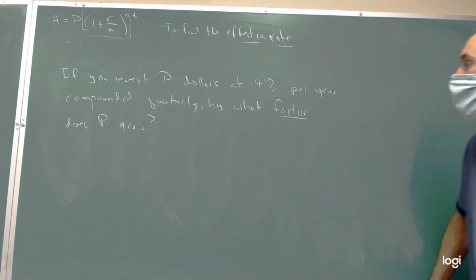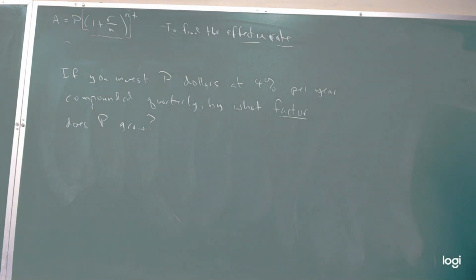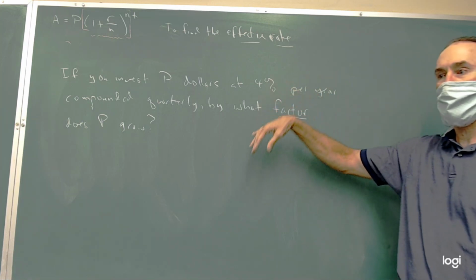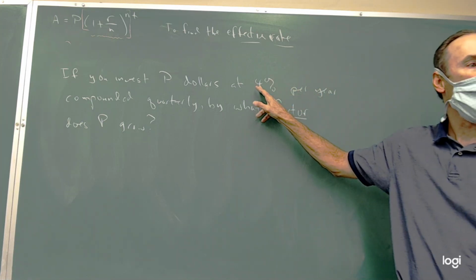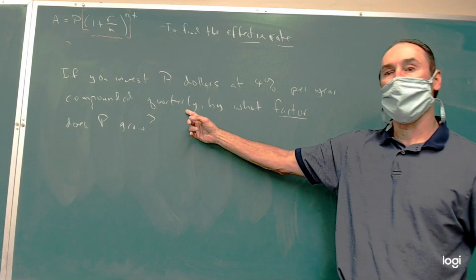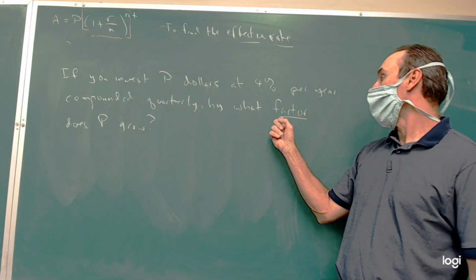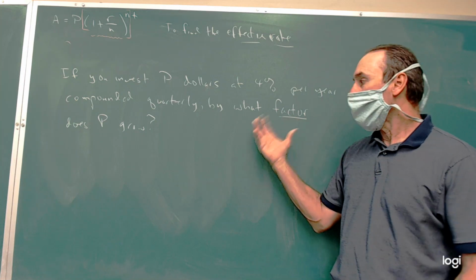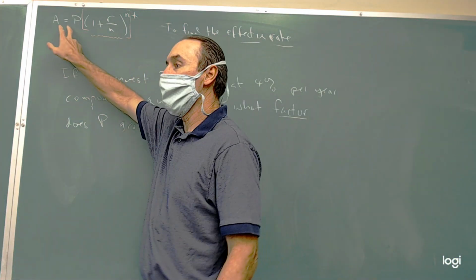What do we know? What are we being asked here? We don't know how much we have to start with. We're just gonna call it P dollars. We're gonna have 4% per year. This is our annual interest rate, but that's just the nominal rate. That's not really what we're gonna get because we're gonna compound it quarterly. And what do we mean by a factor? 1 plus R. Yeah, so what do we multiply the P by?